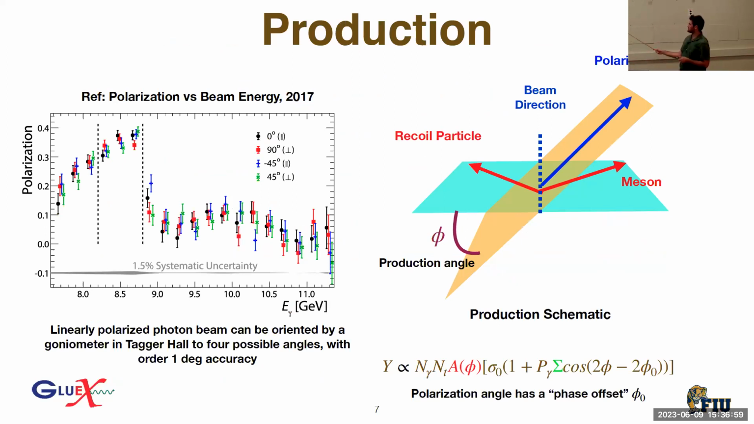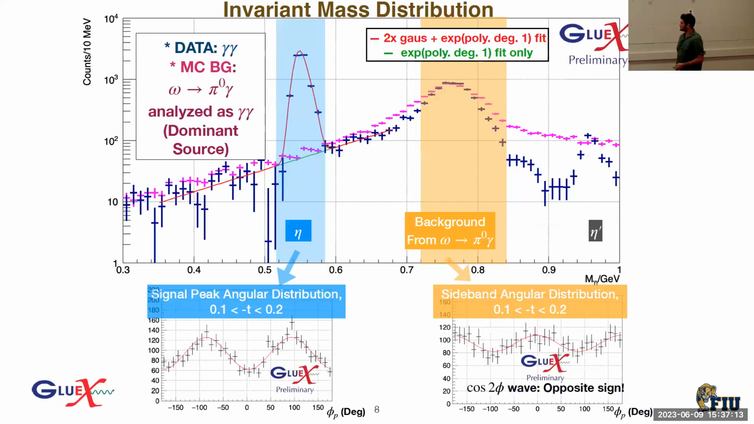So, a sample cartoon of the production plane and the polarization versus beam energy curve. The production schematic shows each individual event in each instance, and then from the polarization angles, the phase offset is fixed, and then we extract the sigma accordingly. So we need two key distributions.